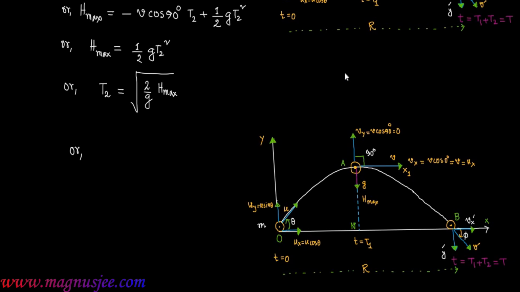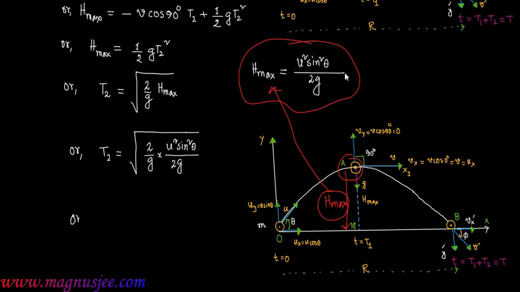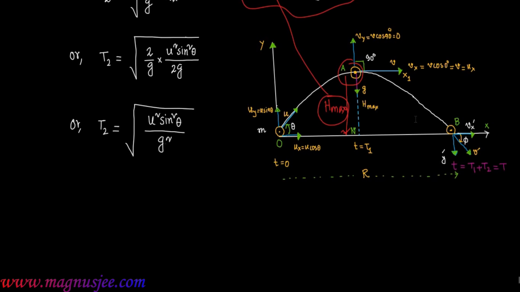Now T2 will be equal to root over 2 by g times u square sine square theta divided by 2g, putting the expression of maximum height h max here. We know that the maximum height attained by the projectile is h max, which is equal to u square sine square theta divided by 2g. So at the highest point, the projectile attains the maximum height h max, and h max has the expression u square sine square theta divided by 2g. Or, T2 is equal to u square sine square theta divided by g square.